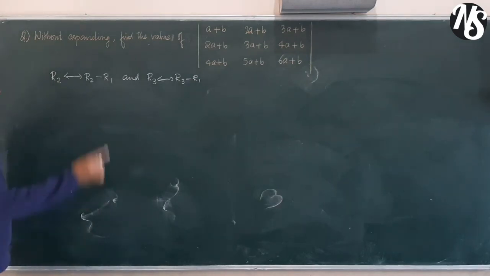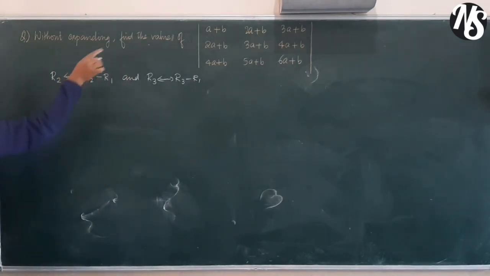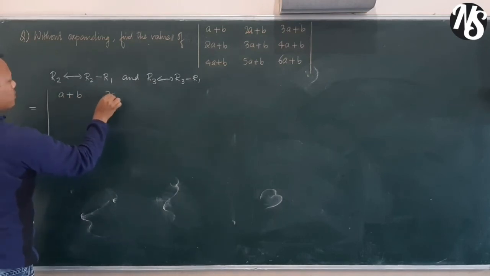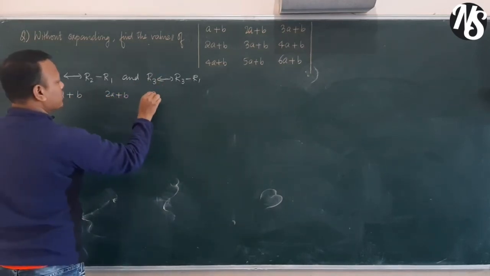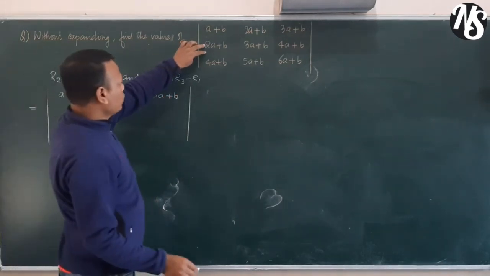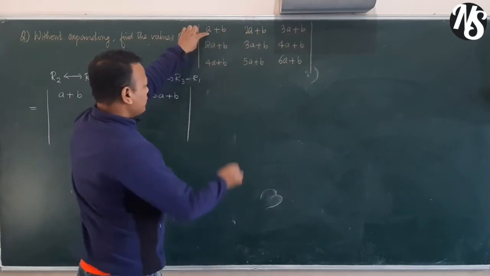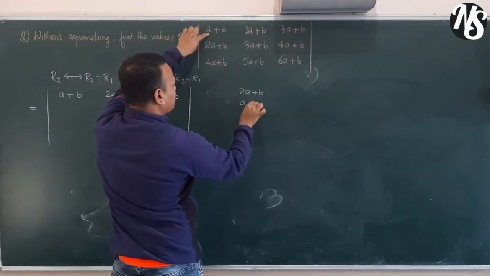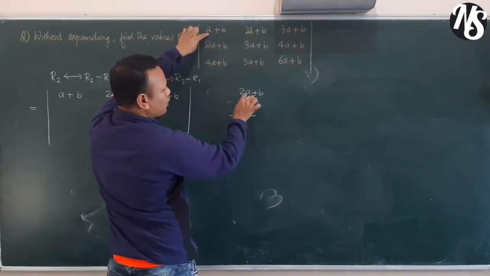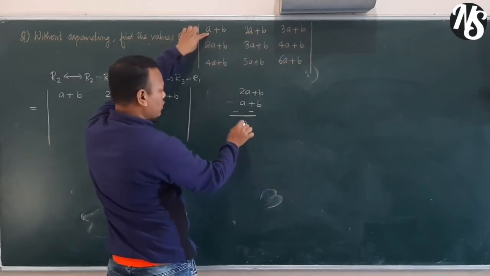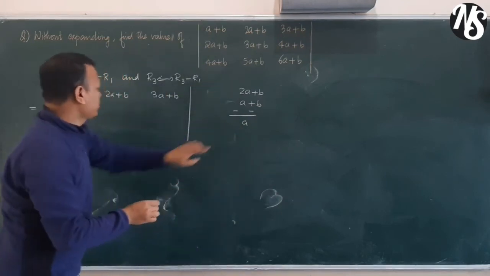If I do that, let's see what happens to this determinant. First you write that, and it will be equal to, since you are not changing row 1, row 1 as a plus b, 2a plus b, 3a plus b. Row 2 minus row 1 means 2a plus b minus a plus b. When you subtract, you have to change the sign. So 2a minus a is a, b minus b is cancelled, so this minus this turns out to be just a.